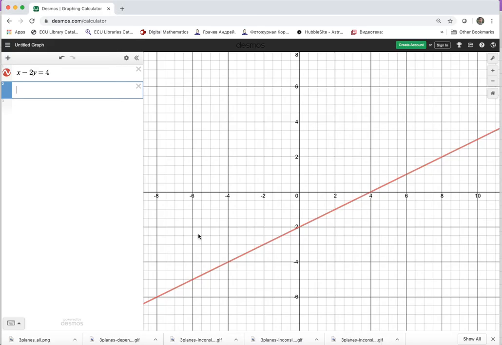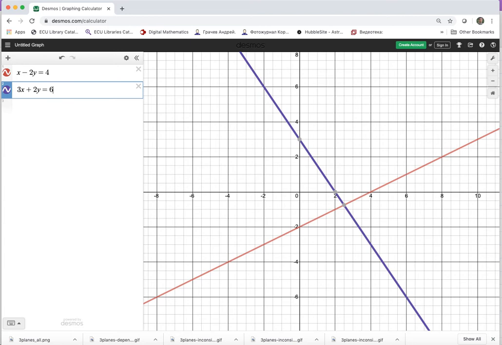I'm going to pull up my graph, and I'm going to add the second line here. 3x plus 2y equals 6. So here's our second line, and let's remember that the points on the first line, the red line, represent solutions of the first equation, whereas the points on the second line, the purple line, represent the solutions of the second equation.